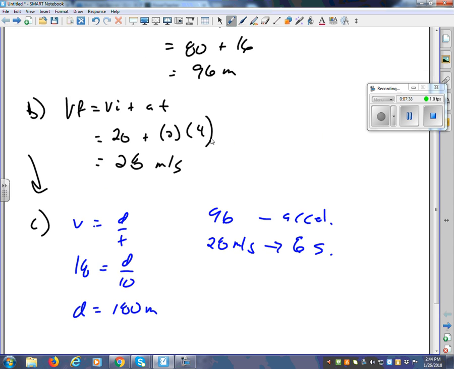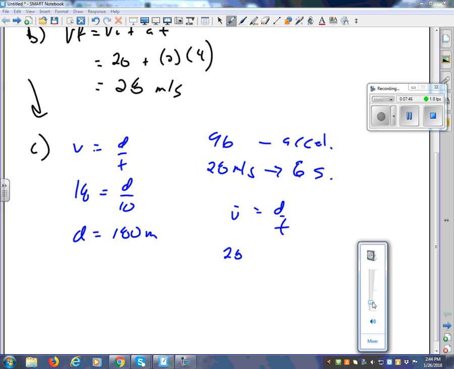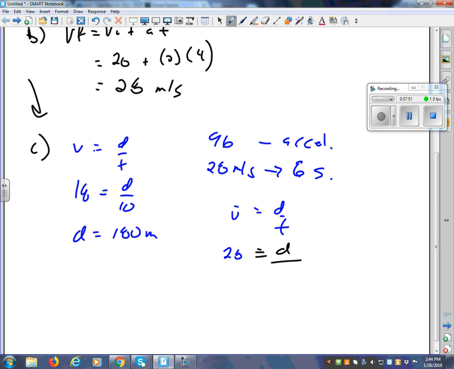Right? So V bar equals D over T. 28 is equal to D over 6 seconds, right? I can't do 28 times 6 in my head. Maybe 120, 48, 168. Am I right? You know how I did that? I did 20 times 6, which is 120. 8 times 6, 48. 120 plus 48.